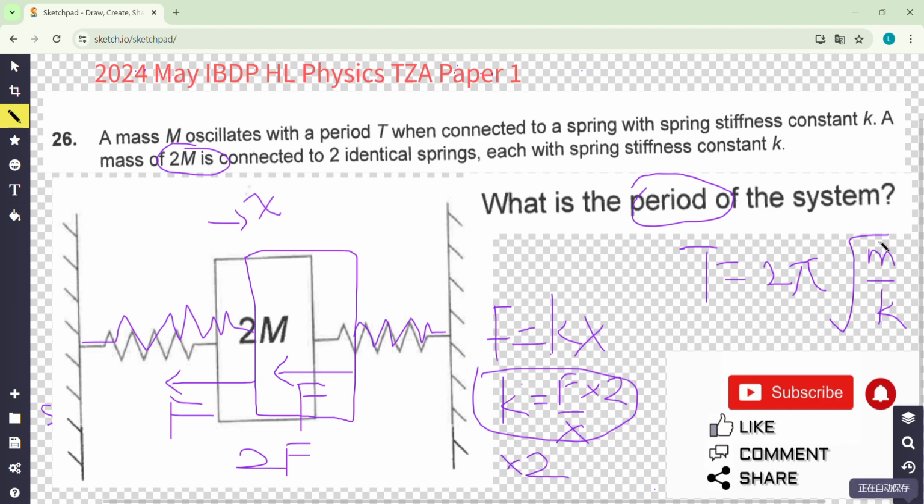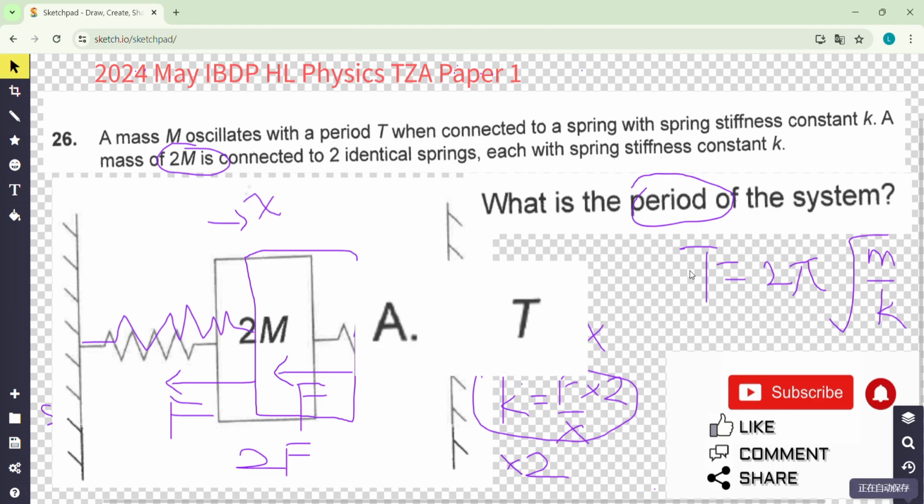Look at the question. Both the numerator and the denominator double. So any change? No, no change. So what's the answer? The answer is A, the same period.